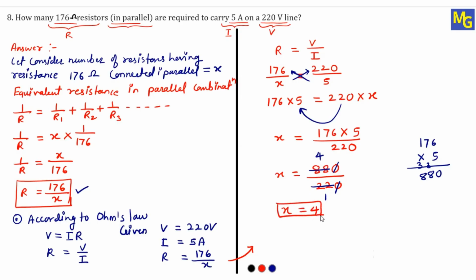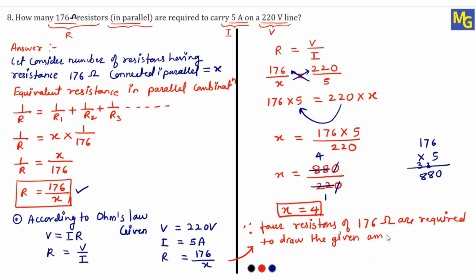So what can we write here? Therefore, 4 resistors of 176 ohm are required to draw the given amount of current. How much current? That is nothing but 5 ampere. So this is the answer for this question.